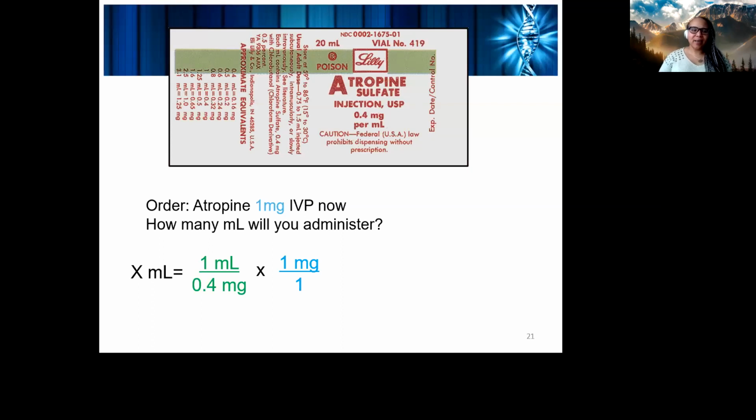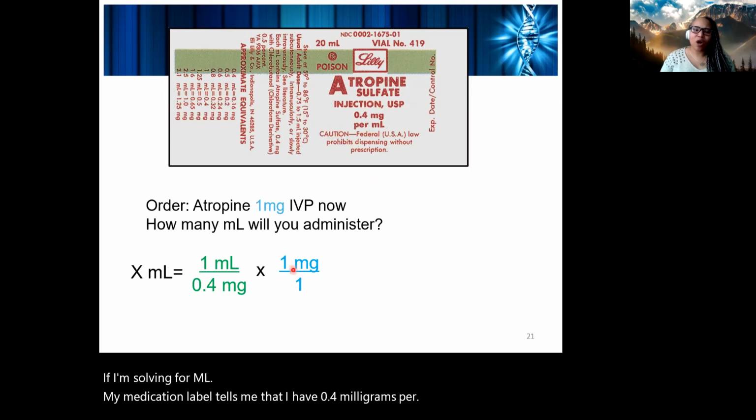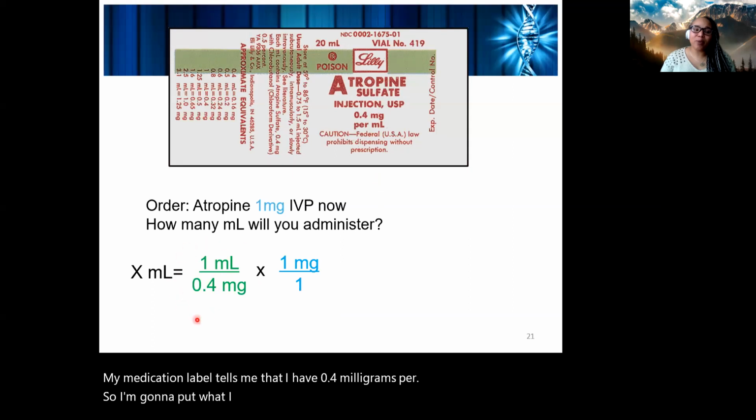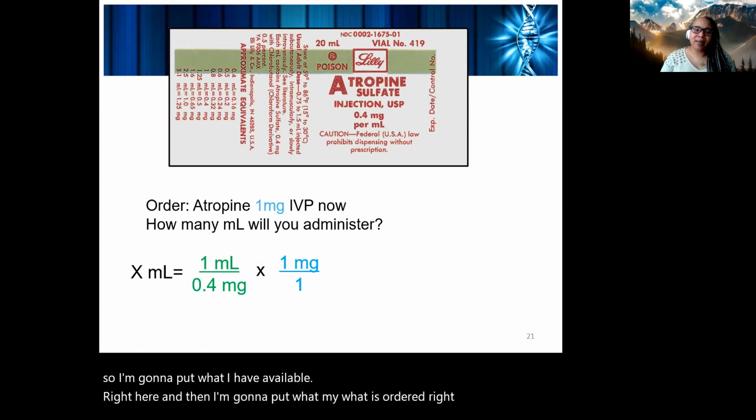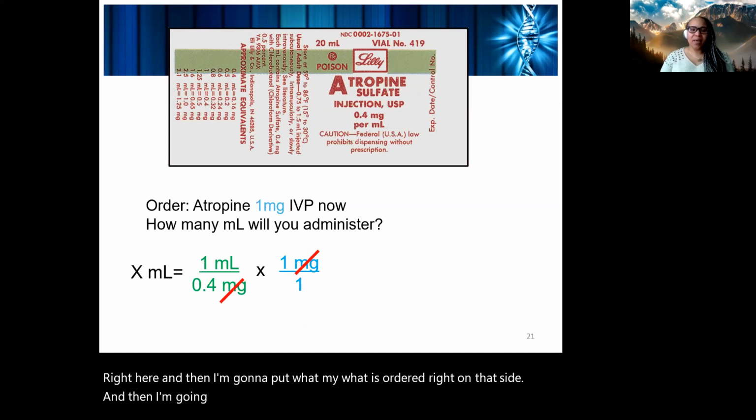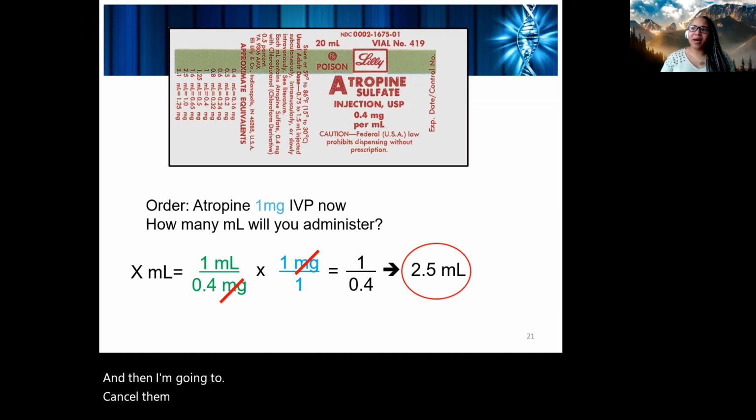What I did, if I'm solving for milliliters, my medication label tells me that I have 0.4 milligrams per milliliter. So I'm going to put what I have available right here, and then I'm going to put what is ordered right on that side. And then I'm going to cancel them out. And that gives me my 2.5. Very good. Do I have any questions about this?